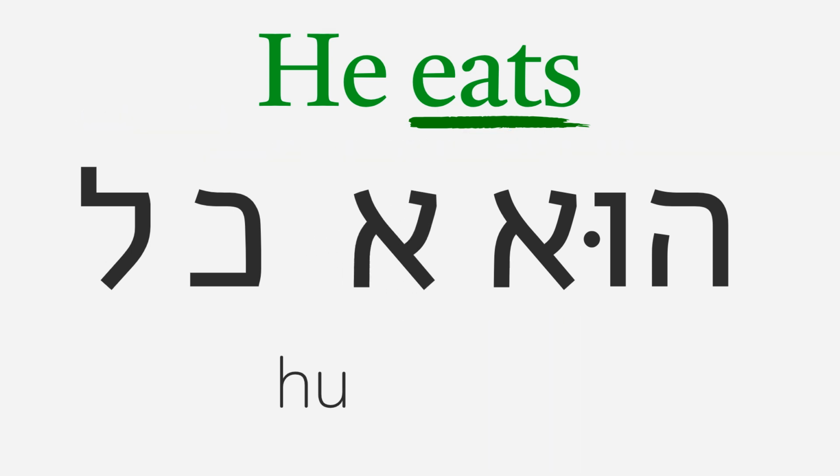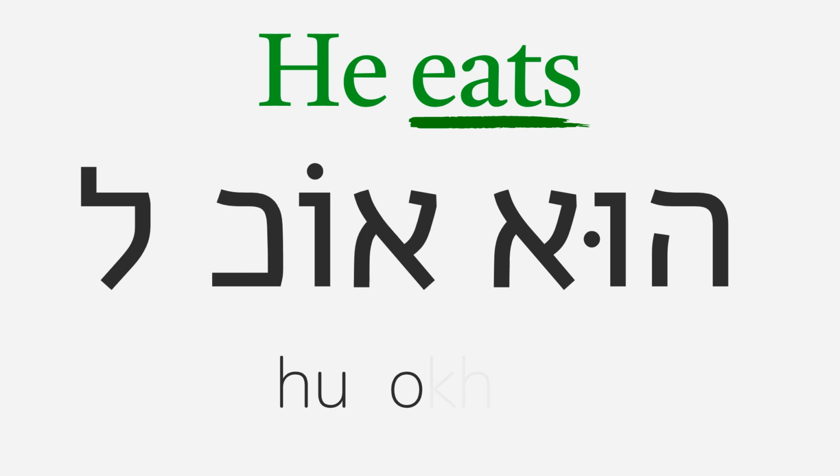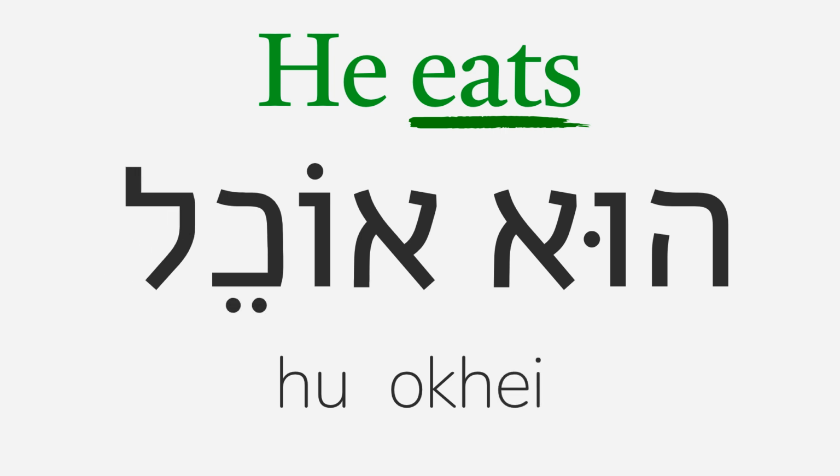To make the masculine singular form of the present tense of a verb, we start with the first letter of the root, which is aleph, a silent letter. After that first letter, we add a vav with cholam, which says o. Next comes the second letter of the root, which will not have a dagesh. For the verb eats, this second letter is kaf, which without dagesh says ch. Under this second letter, we will add a tsere, a, and end with the third letter of the root, lamed, la. Ochel, eats in masculine singular form. Hu ochel, he eats.